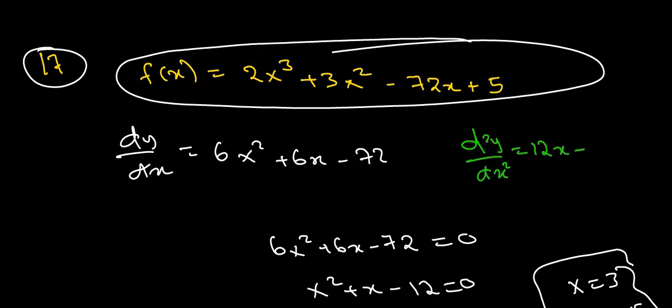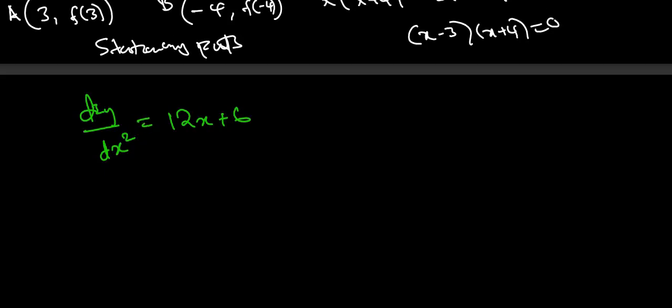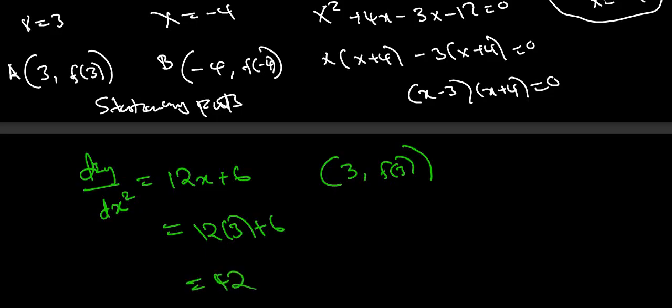That's 12x plus 6, right? So this is the second derivative. You plug in the values of x you have. If you plug in 3, at the point 3 comma f of 3, it gives you 12 times 3 plus 6. It's giving me 42. The answer is greater than 0, meaning this stationary point is a minimum.